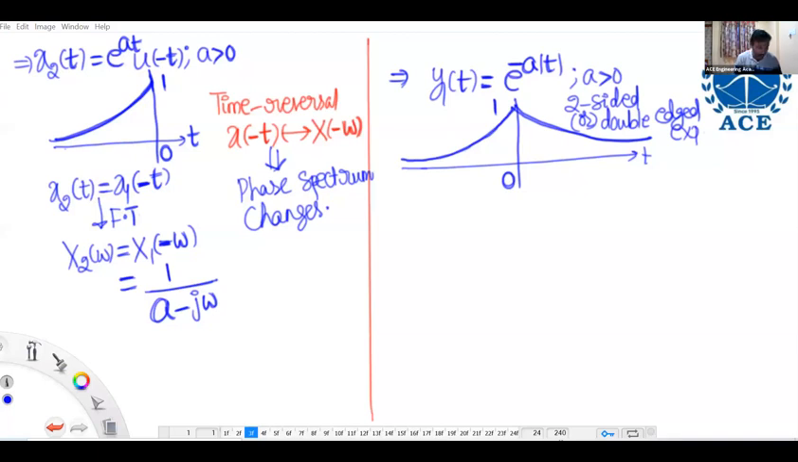Two-sided exponential, e power minus a mod t, is a Fourier transform pair with 2a by a square plus omega square. It is the sum of decaying and growing exponential.